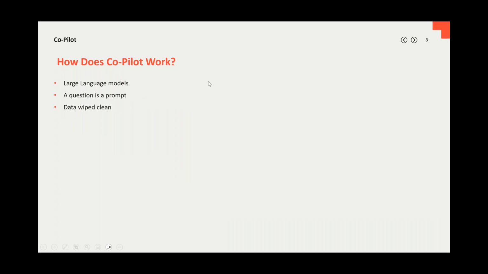So then there's often the question in regards to how Copilot does work, and something I've mentioned kind of briefly, the fact that it does work with these large language models, LLMs, and then the question is effectively called a prompt. So you ask it a question and it will hive all of the data that has available to it. And then afterwards, after you then close that session, all of that data is wiped clean.